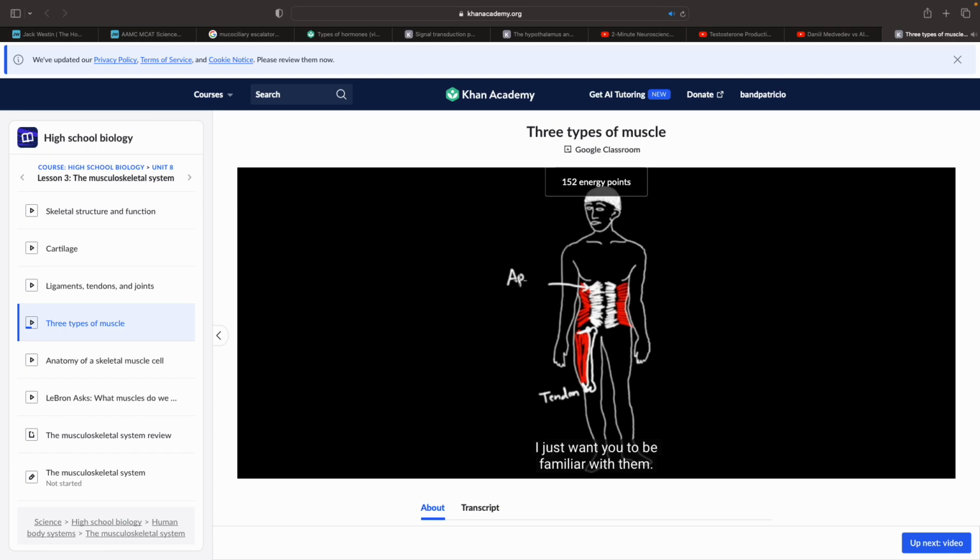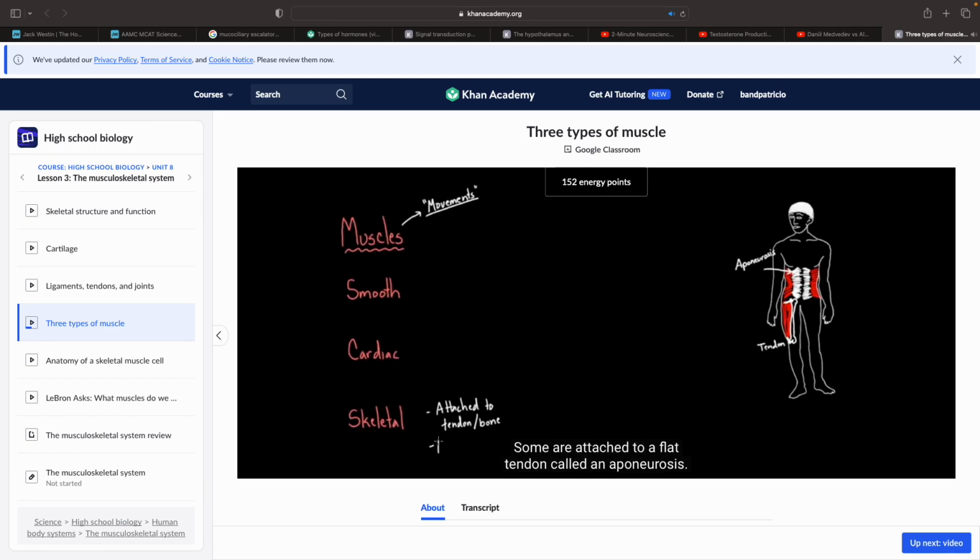So you might hear these words. I just want you to kind of be familiar with them. And now if someone asks you, is every muscle in the body attached to a tendon? You can say no. Some are attached to a flat tendon called an aponeurosis. So the idea here is that you can kind of start identifying skeletal muscles, right? They're usually the muscles that you can see on your body. Actually, I don't even need to put quotes. That's the actual name for it, so no need for quotes there. So you can identify skeletal muscles pretty easily.